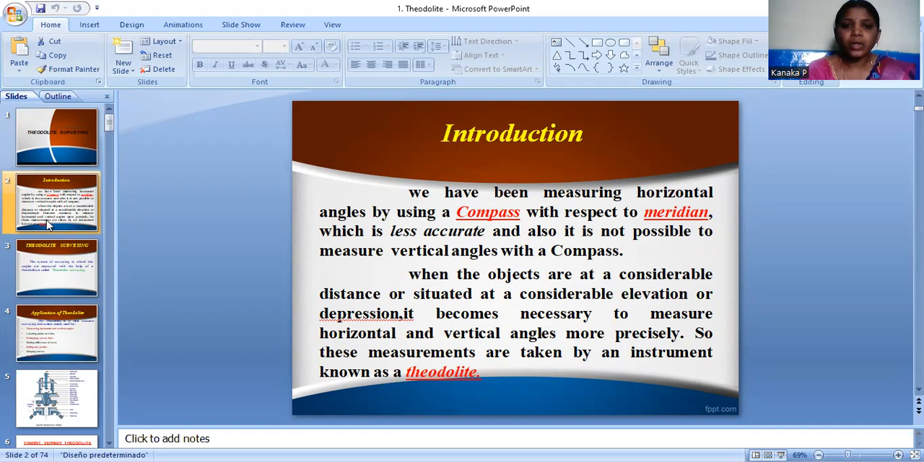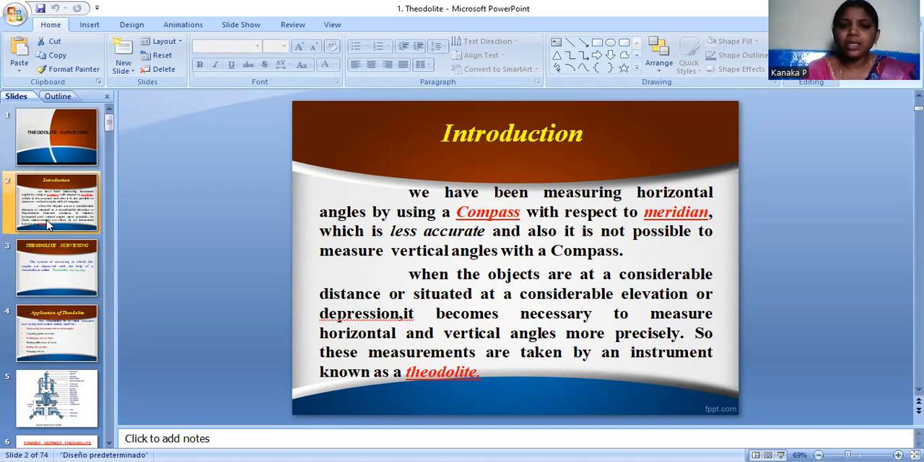Earlier, compass measurements were used for measuring horizontal angles with respect to the meridian, which is less accurate, and it's also not possible to measure vertical angles with a compass. When the objects are not at a considerable distance or are situated at a considerable elevation or depression, it becomes necessary to measure horizontal and vertical angles more precisely.